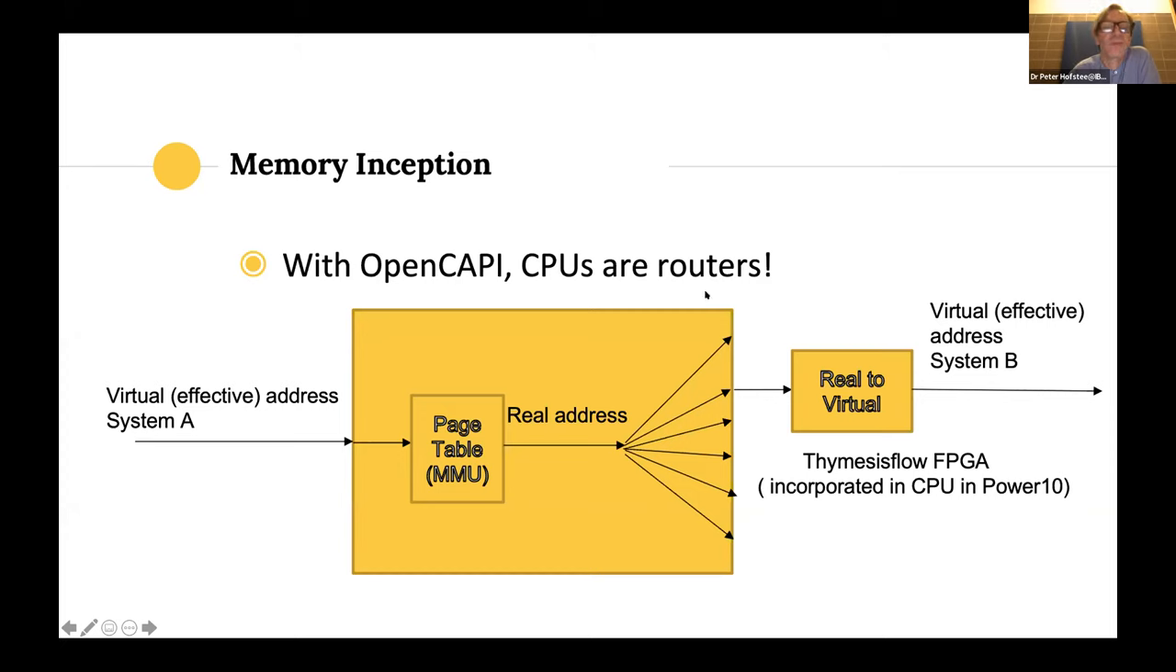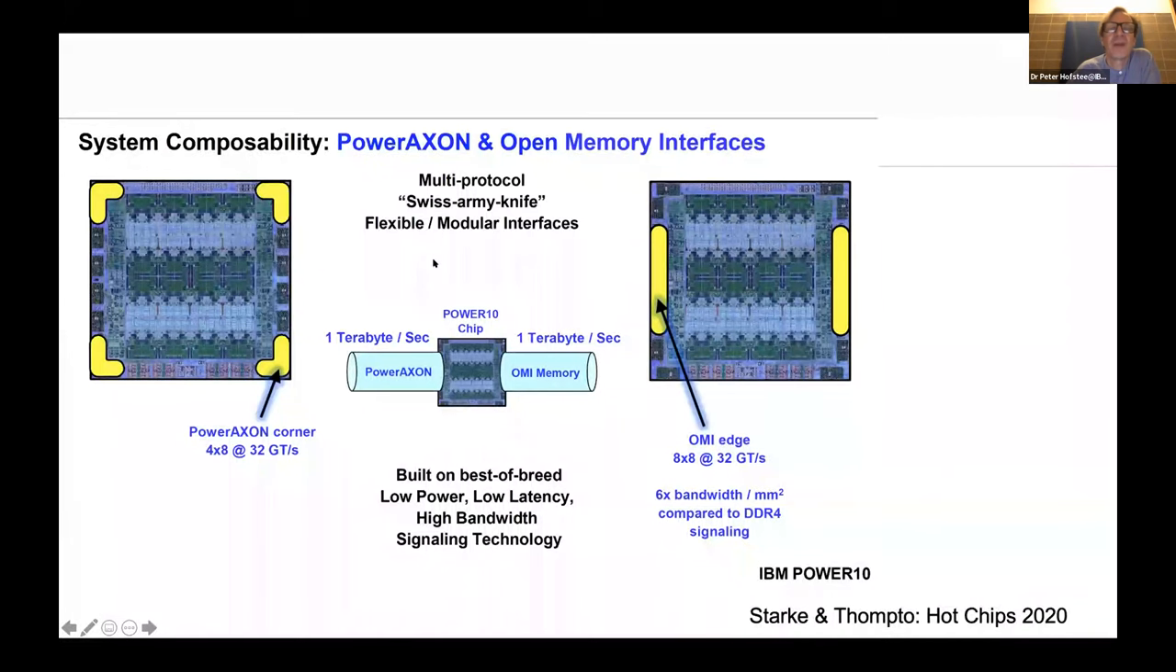interface. So what Memory Inception adds, and this is new functionality on Power10, even though we did have a prototype with FPGAs with OpenCAPI on Power9 called ThymesisFlow, which is, by the way, also an open source project, is that if you have an ability to map a real address back to a virtual address range, now you can turn your CPU into a router.